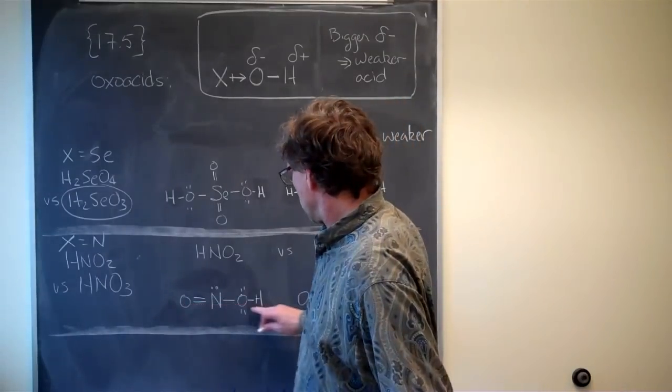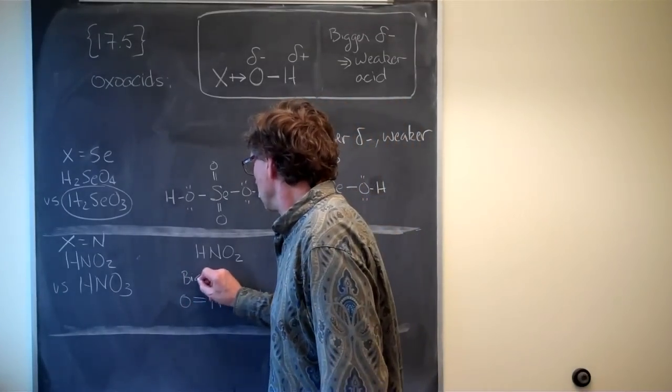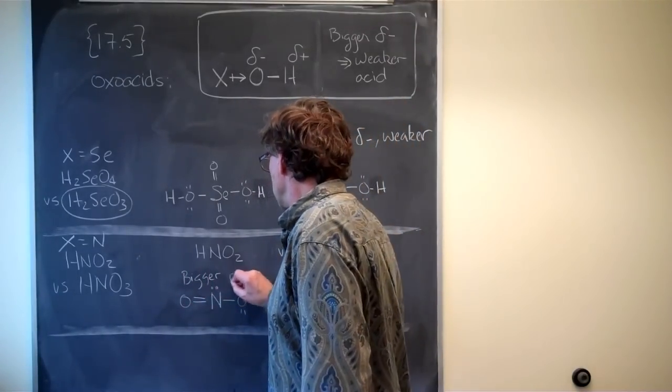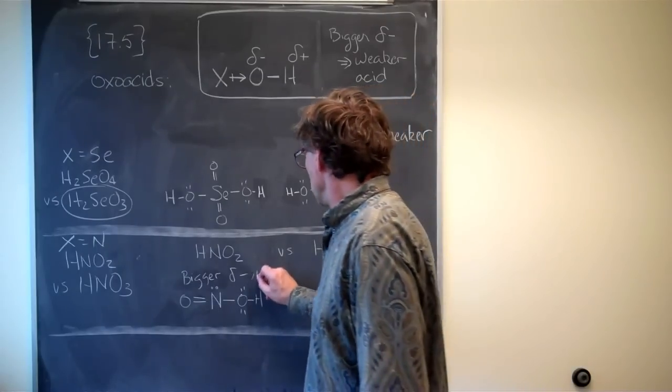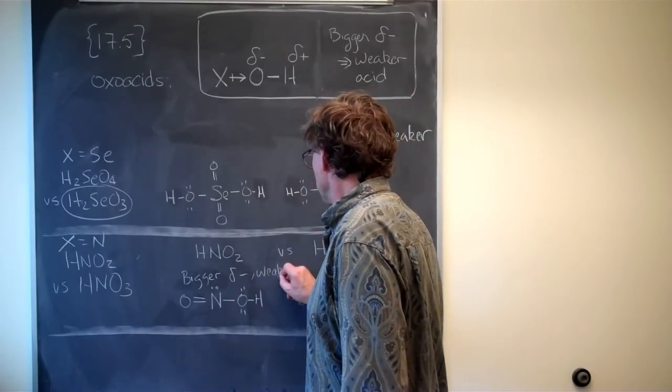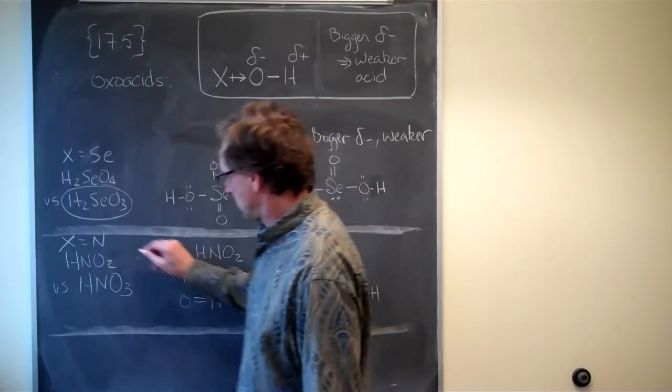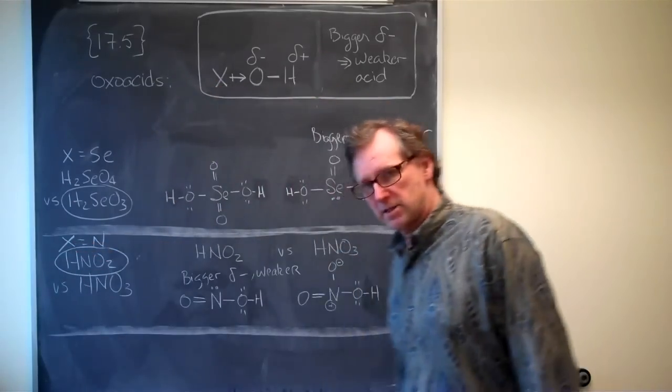So it looks like this one should have a bigger delta minus, and therefore we'd expect this one to be the weaker acid. Okay, that one there is the weaker acid.